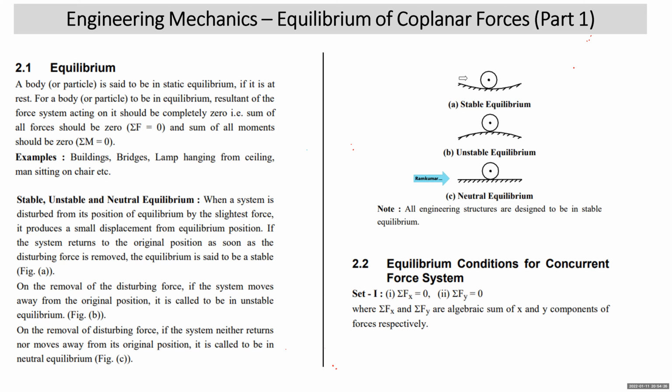In the first case, when the ball is displaced from its original position of equilibrium by applying the force, and then the force is removed, the ball comes back to its original position of equilibrium. Such equilibrium is called stable equilibrium.